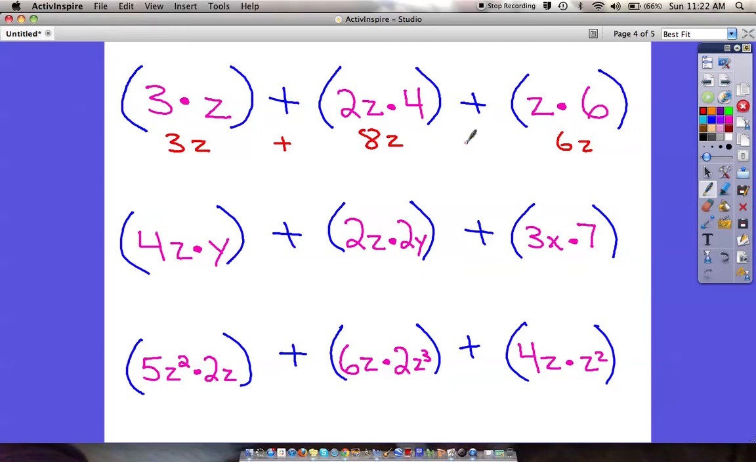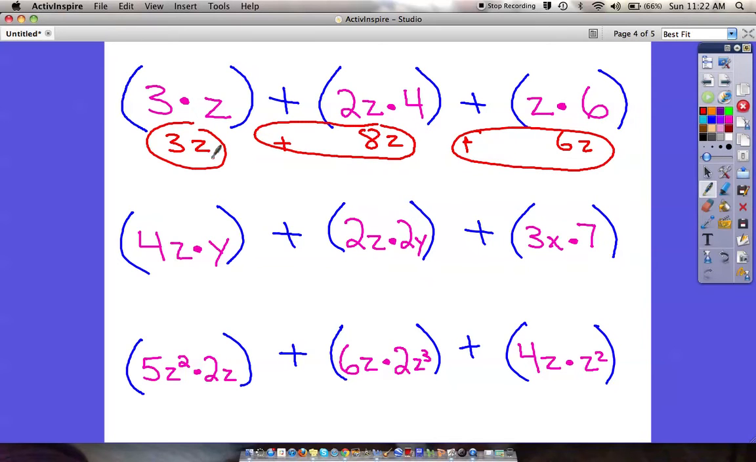Now, if I go to combine these together, positive 3z, positive 8z, positive 6z, they all end with that same label, so I should be able to add them all together. 3z plus 8z plus 6z would be, that's 14, 15, 16. My final answer for this one is going to be 17z. I multiplied these all out and got these, and then I could combine them all together because they all ended with the same label or the same variable.